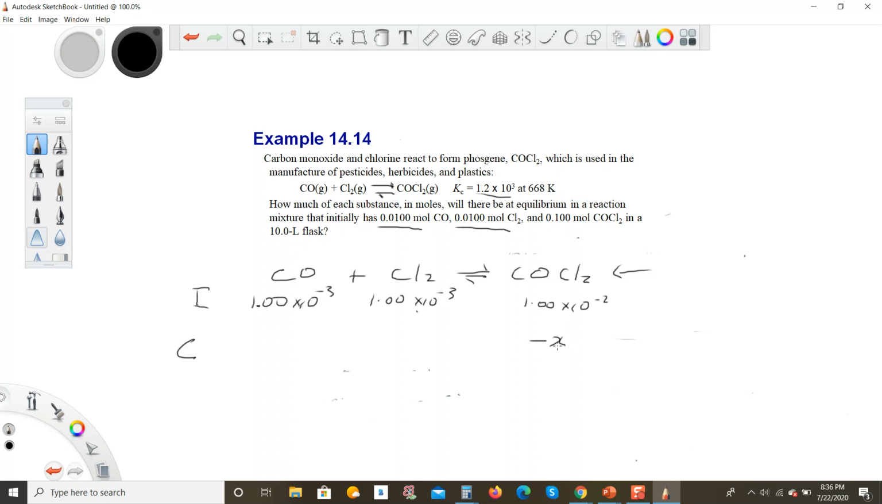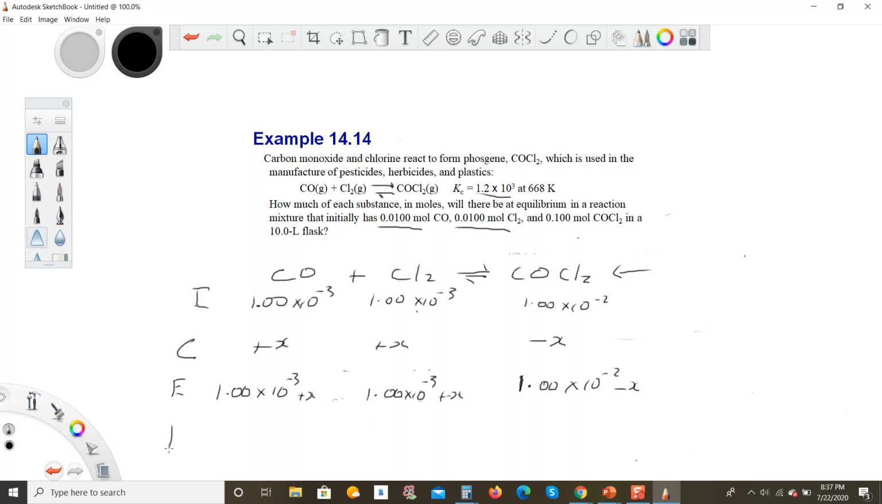So if minus X is the change for COCl2, then plus X would be the change for chlorine, and plus X would be the change for carbon monoxide, which means that at equilibrium, for carbon monoxide and Cl2, you're going to have 1.00 times 10 to the minus 3 plus X, and over here for COCl2 you're going to have 1.00 times 10 to the minus 2 minus X, all right?